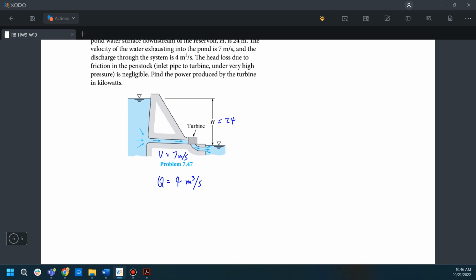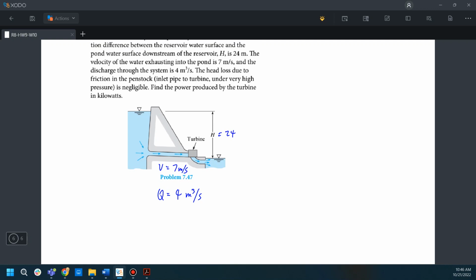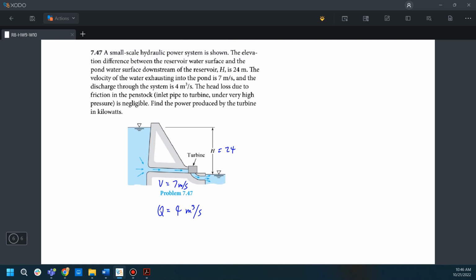Okay, so we want to find the power of the turbine. So how can we solve this? Our plan will be applying the energy equation from the upstream water surface to the downstream water surface, and then we can apply the power equation. So let's put that into action.